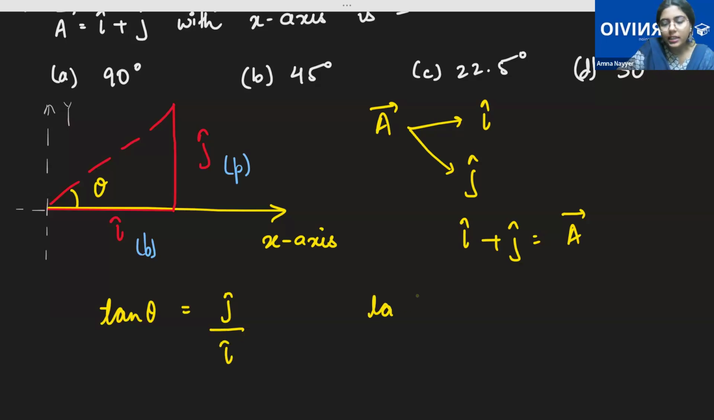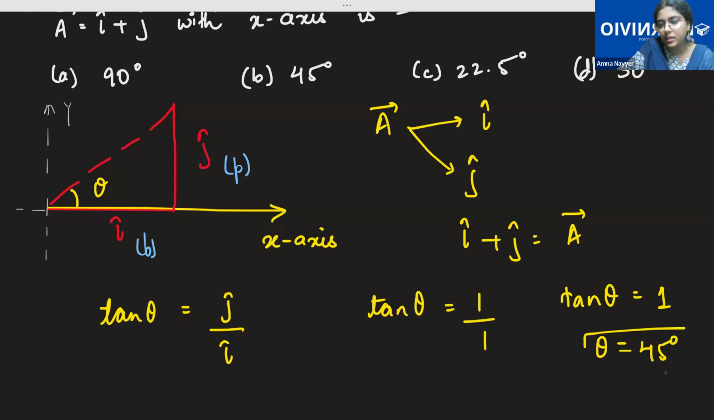Let's solve it. Tan theta now. J cap vector means magnitude is 1. I cap vector means magnitude is 1. When do we have tan theta as 1? When theta is equal to 45. Correct. So B option. Clear? Okay. Noted?